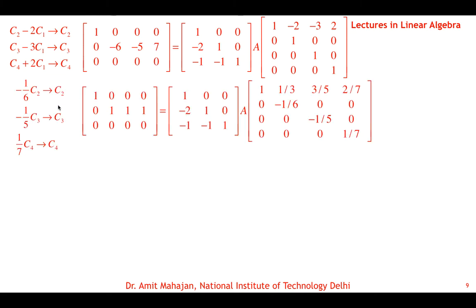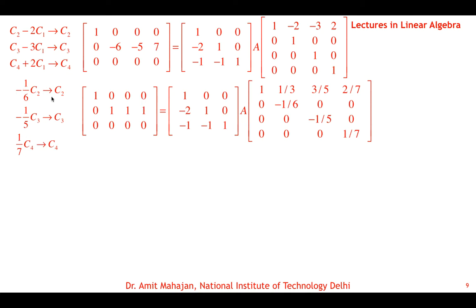Here we have done it in a different way, but the same can be done also. Here it is done so that all the elements of the second, third and fourth columns which are non-zero are made 1. So we used minus 1 by 6 on c2, impact on c2, so this element will become 1, minus 1 by 5 on the third column, so this element will become 1, and 1 by 7 on c4, so this element will become 1.